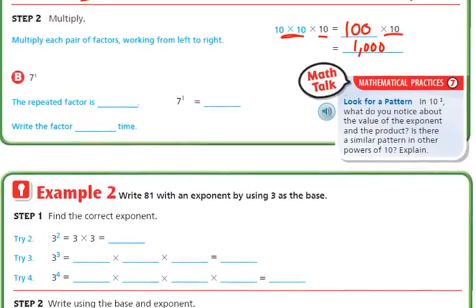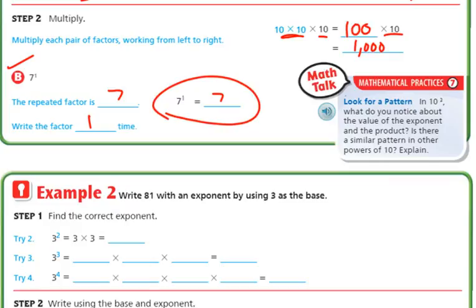All right, moving on to step 2, multiply. Oh, sorry, ignore that. We're down here on part B: 7 to the first power. The repeated factor is 7, and 7 is only repeated one time. So 7 to the first power is 7.